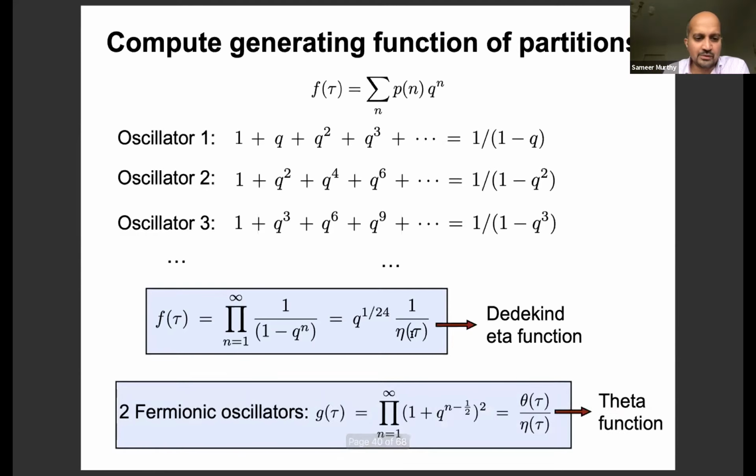You could tweak the problem a little bit. Instead of bosonic oscillators, you can have a fermionic oscillator, in which case the energy is quantized in units of half, and you're not allowed as many excitations because of the Pauli exclusion principle. You're only allowed no oscillator or one oscillator. That gives you some theta function. Okay, so a lot of modular forms begin to appear this way.